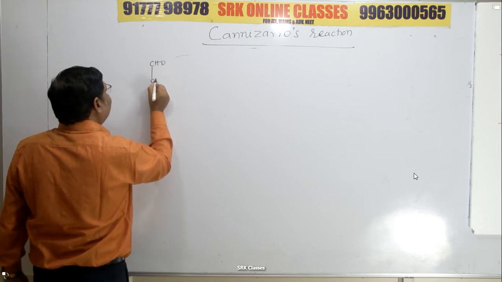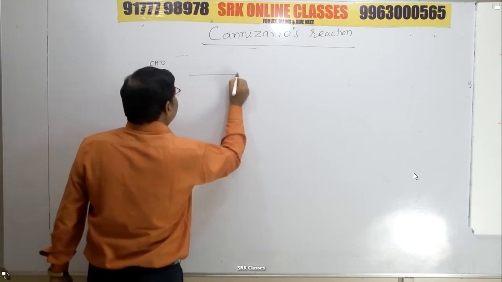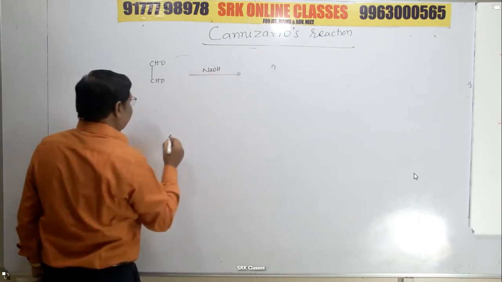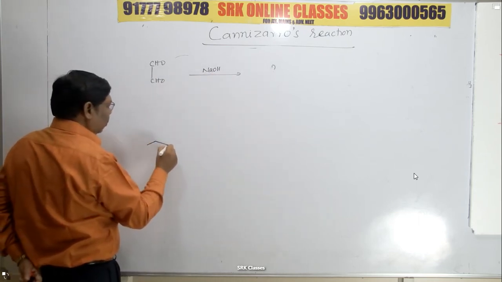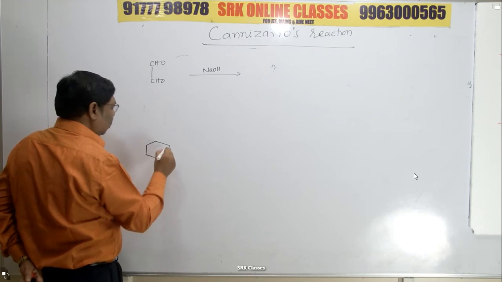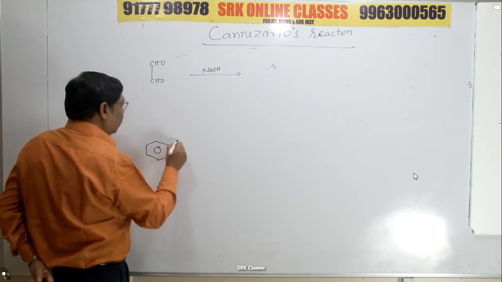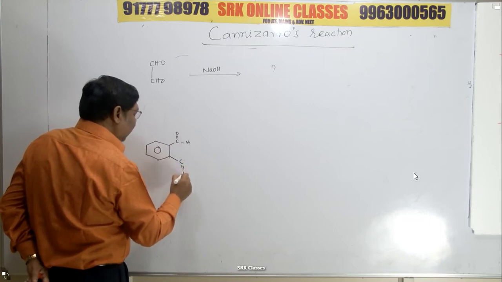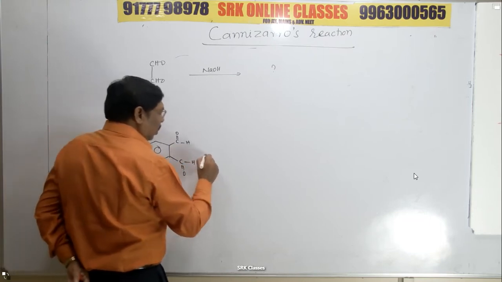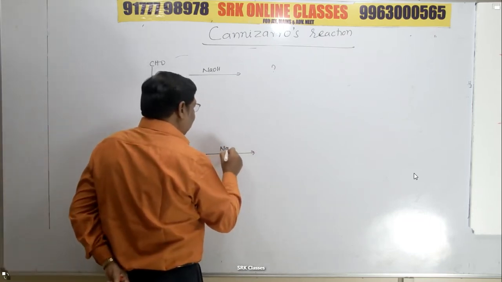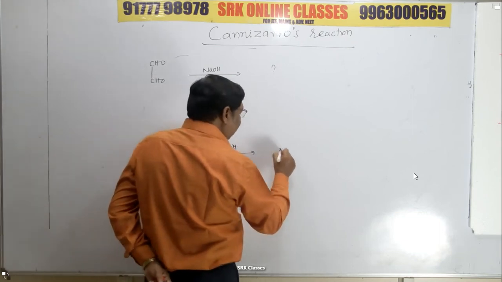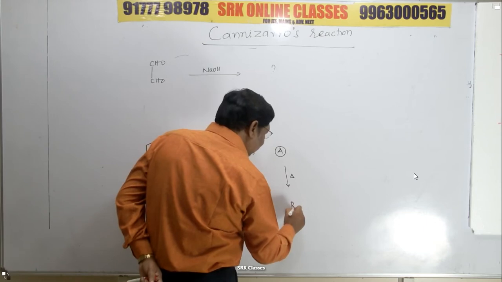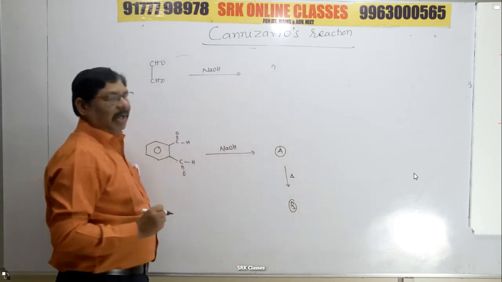CHO and CHO in presence of sodium hydroxide gives A. A on heating produces B. Same way of writing. What are A and B?